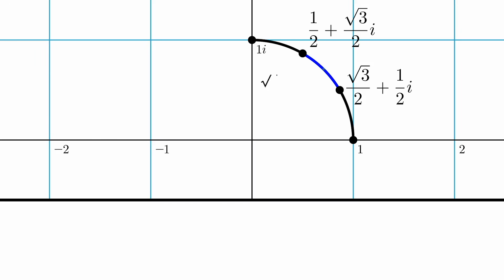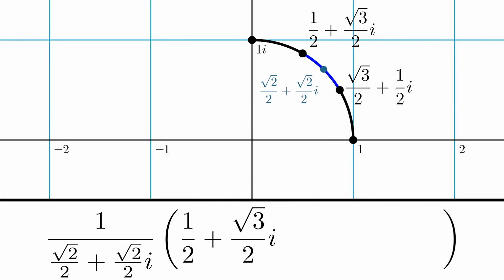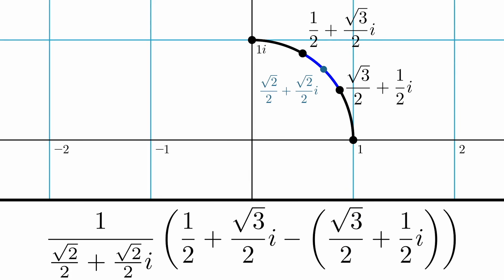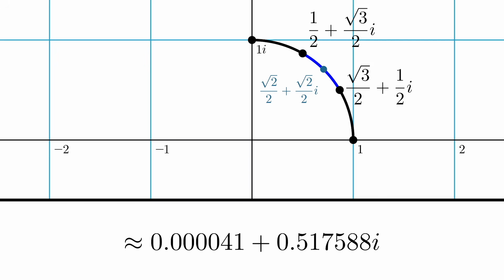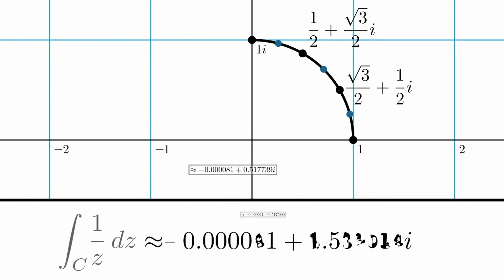I'm going to choose the point root 2 over 2 plus root 2 over 2 i on this segment to be my z1 star. Thus, this interval contributes 1 over root 2 over 2 plus root 2 over 2 i times 1/2 plus root 3 over 2 i minus the quantity root 3 over 2 plus 1/2 i. If we approximate the value of this expression, we find that it is about 0.517i. Working out the contribution of the other two segments gives us the approximation that our integral is about 1.55i.